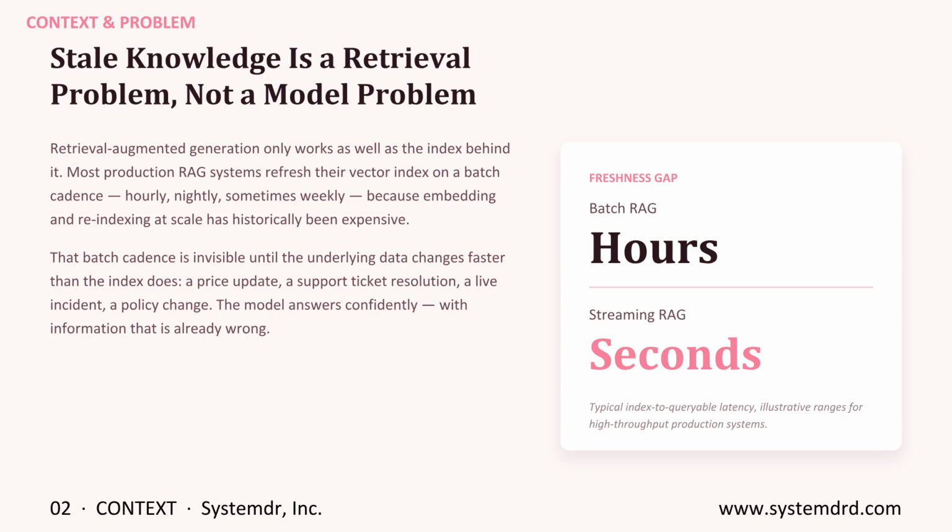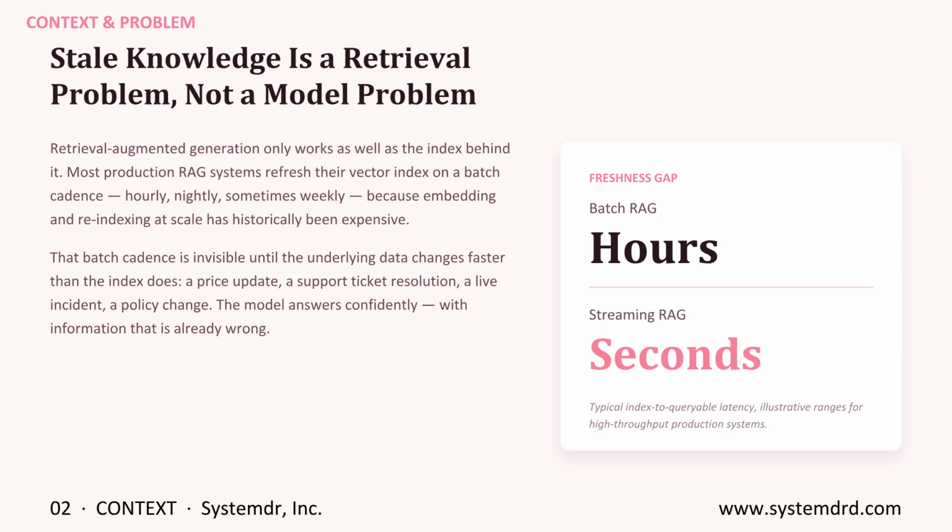Look at the freshness gap on this slide. Batch RAG operates on an hours-level refresh cadence. Streaming RAG targets a seconds-level cadence from event to queryable state. That's not a small tuning difference. That's a different category of system. And to be clear, this is a spectrum, not a binary switch. Some teams get real business value just moving from daily refreshes to hourly ones, without needing full streaming.